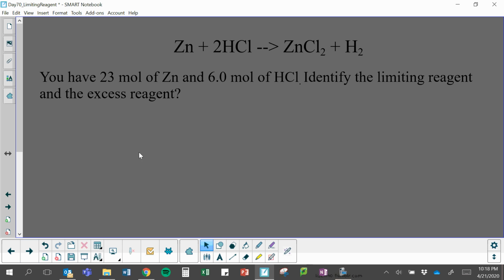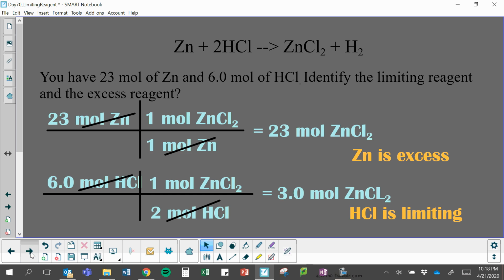Okay, and you can try this one. Okay, so in this one, when you do these conversions, you get 23 moles and 3 moles of zinc chloride. And so that tells us that the smaller amount is what we're actually going to be making. That means HCl is limiting, and the other one, Zn, is going to be excess. So I hope this is helpful in understanding the concept and how to do some simple calculations with limiting reactants.